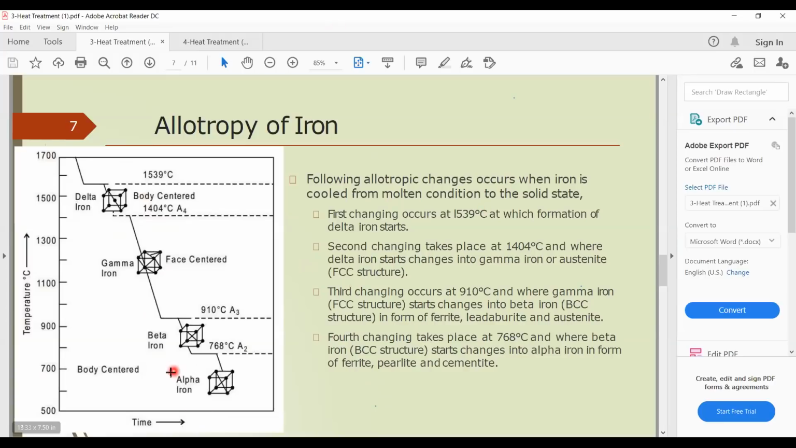But this alpha iron internal structure is different from the delta iron internal structure. That's why it's mentioned here, body-centered structure, face-centered structure. But these things you don't need at this moment. Okay.